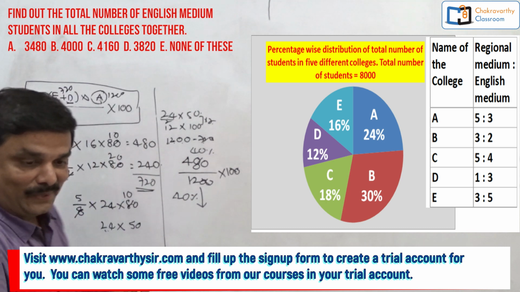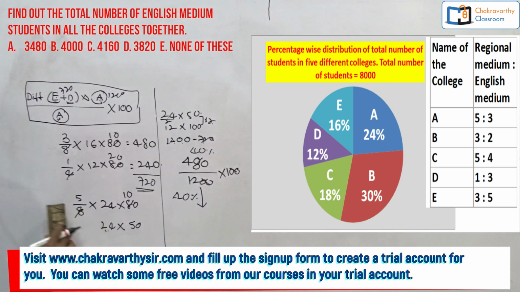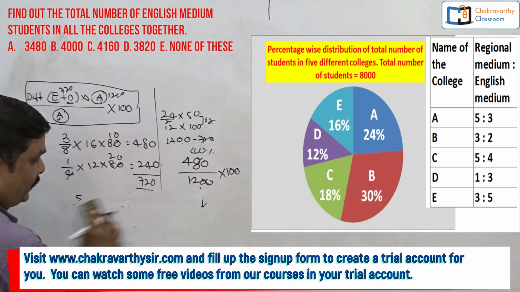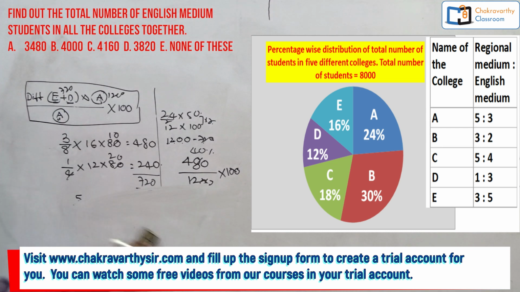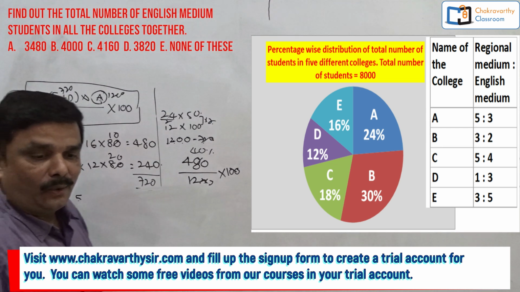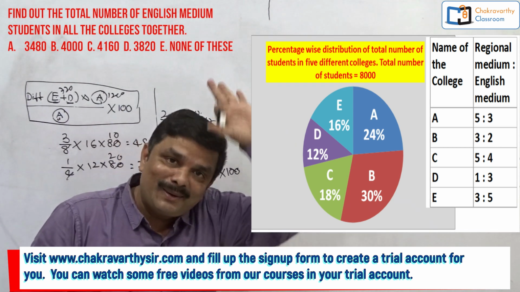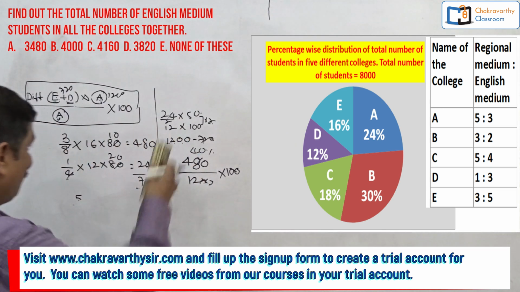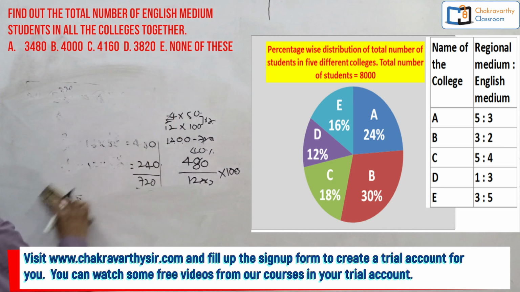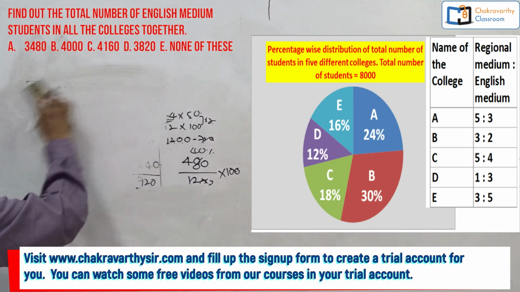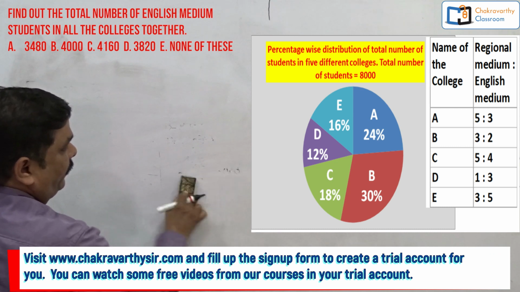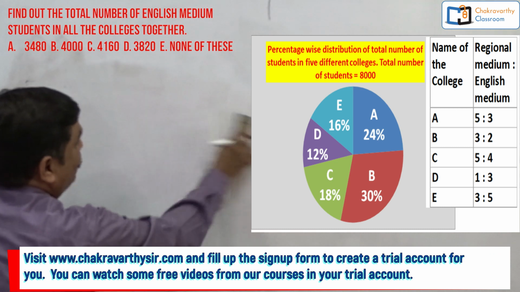How have they given this one, students? See, in every data interpretation question, one question will be like this. What they have given: find out the total number of English medium students in all the colleges together. By the time I take it out, you try to find out that one. Just pause the video and try to get it. You should do it by yourself.